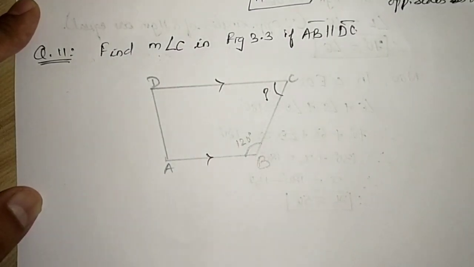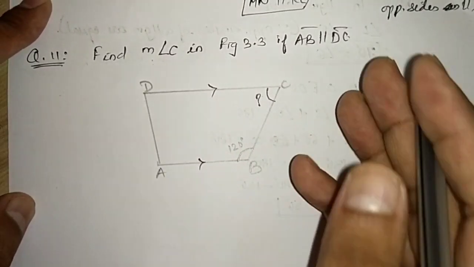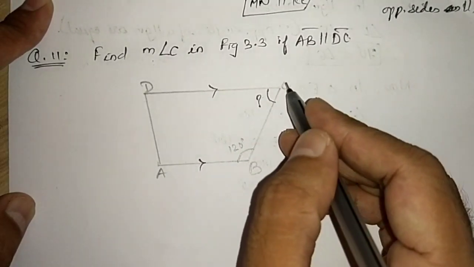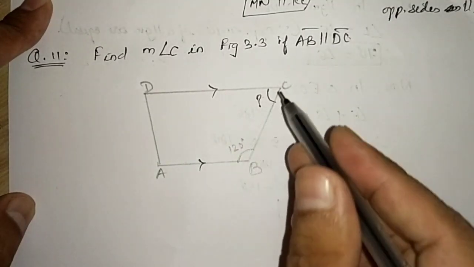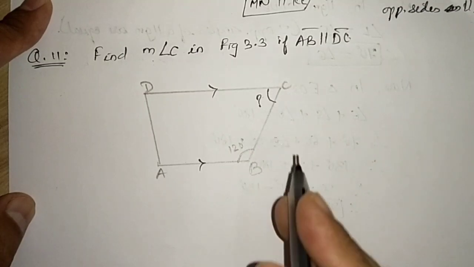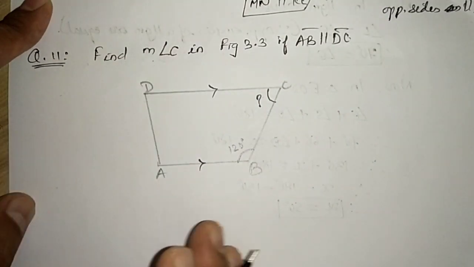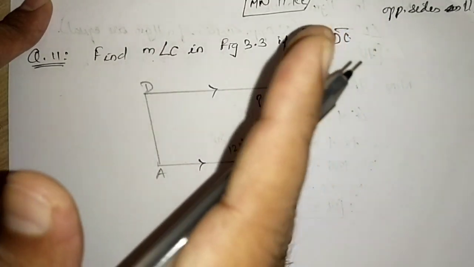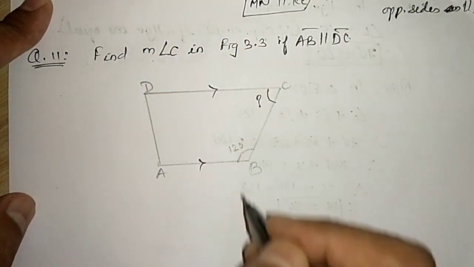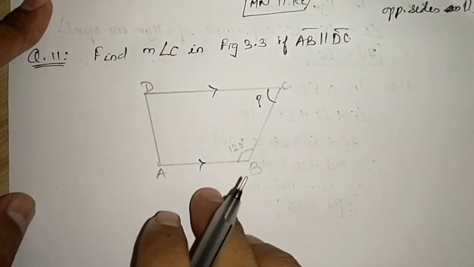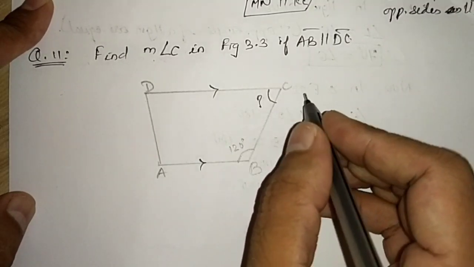Now, as I explained in the introductory lecture, when a transversal intersects two parallel lines, then the sum of the co-interior angles, or the sum of the angles on the same side of the transversal, is 180 degrees. This is one statement I gave in the introductory lecture. So that is the statement we have to write here.